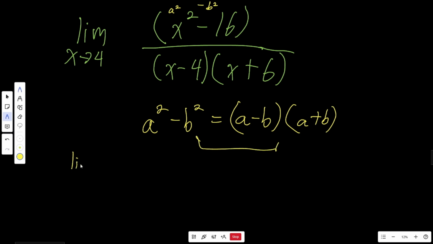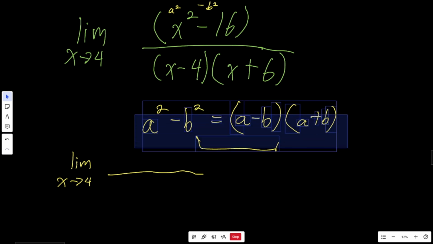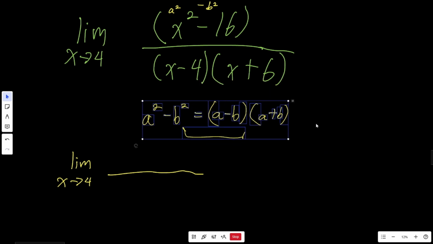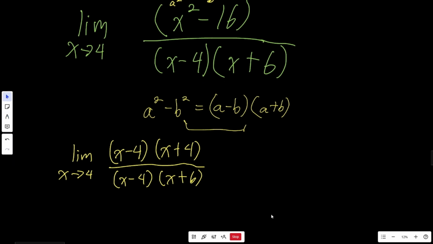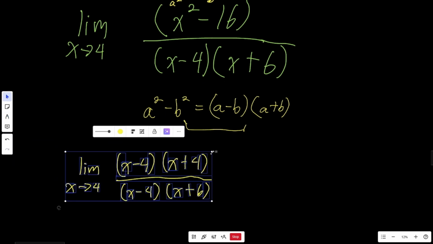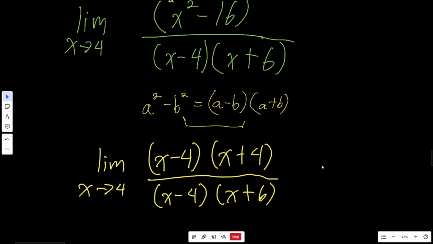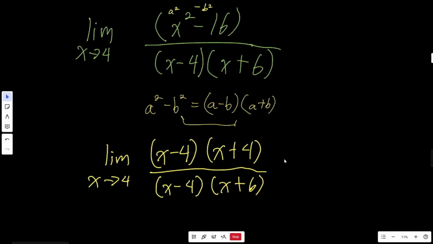We can write our limit now as the limit as x approaches 4 of the function, hold on, let me shrink this, of the function x minus 4 times x plus 4 over x minus 4 times x plus 6. Now, what do we do with this limit? Can we substitute immediately? Still no, because if we substitute here, we'll still get 0.